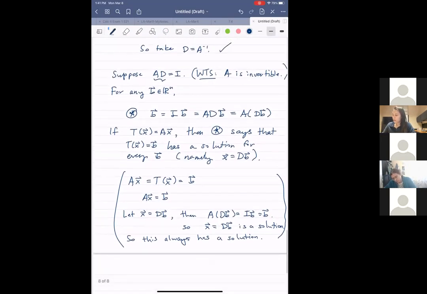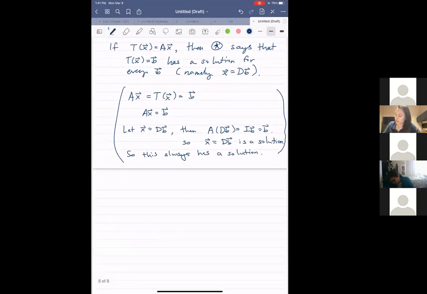Okay, so we have this so far. What we have concluded is that T is onto, okay? And what that means is that the matrix A has a pivot in every row. So if we look back at the equivalent statements that we had about linear transformations that are onto, this means that A has a pivot in every row, right?